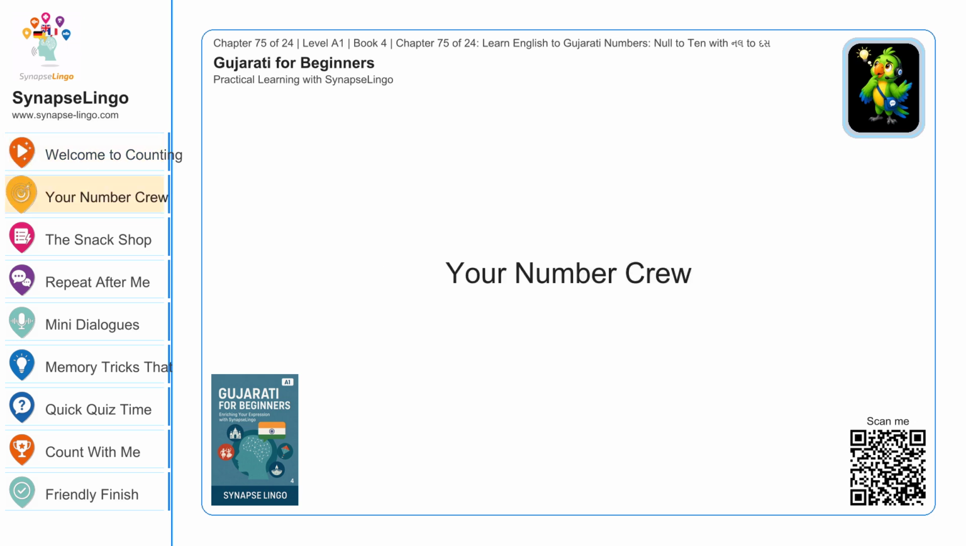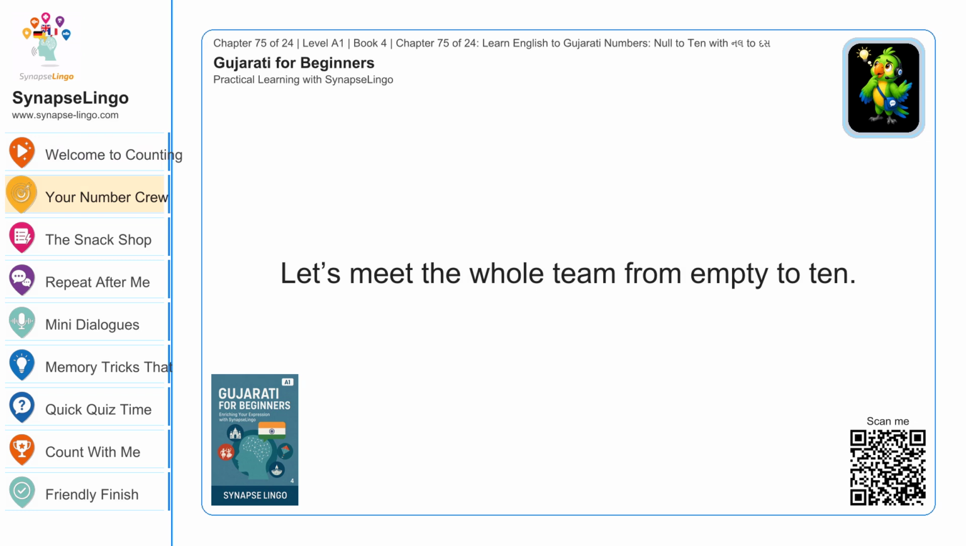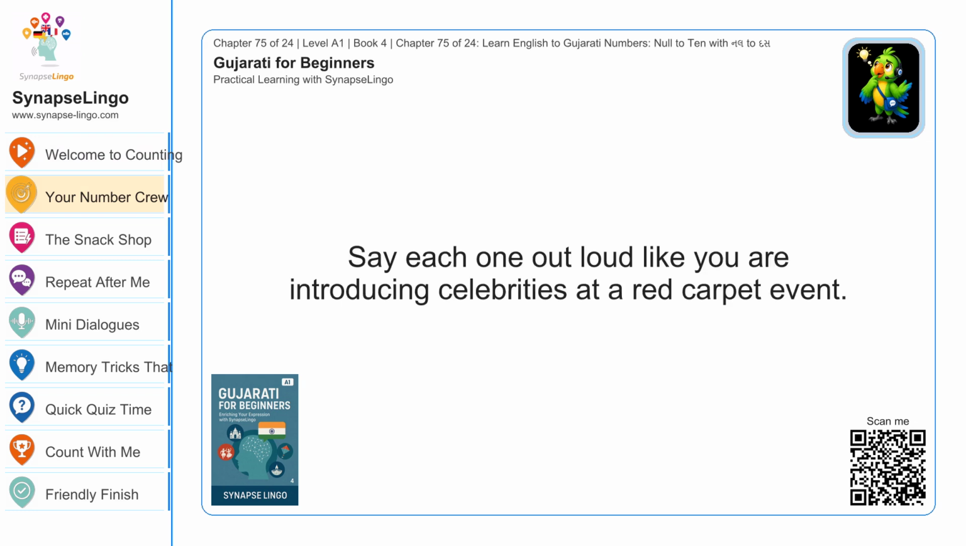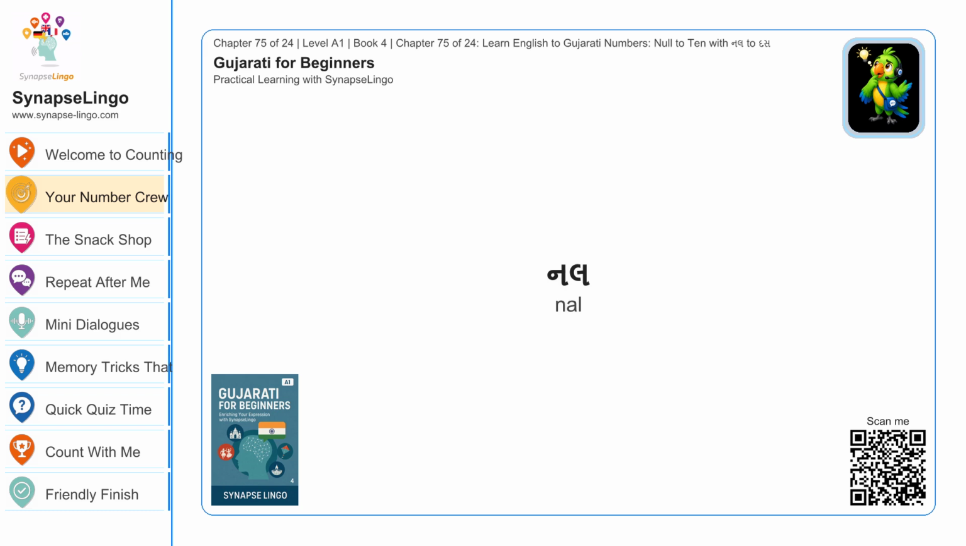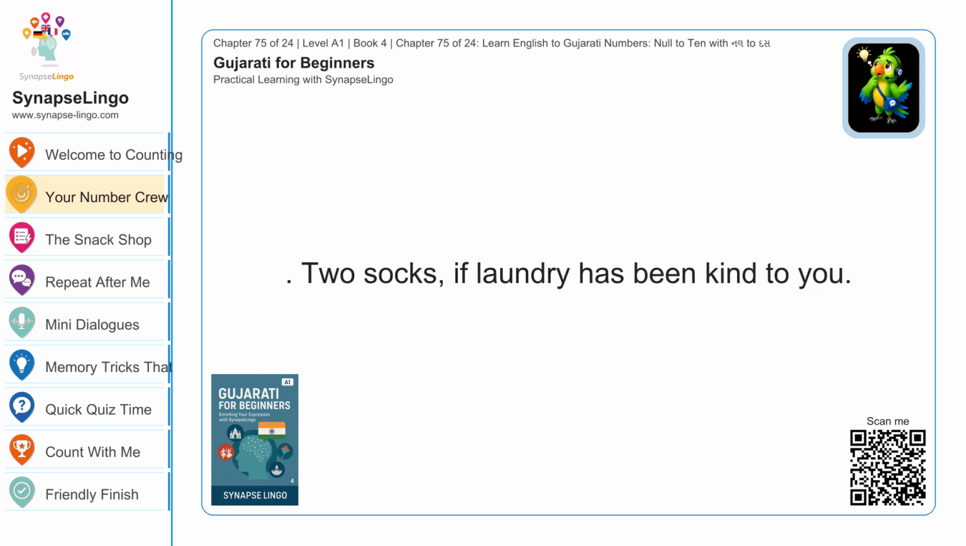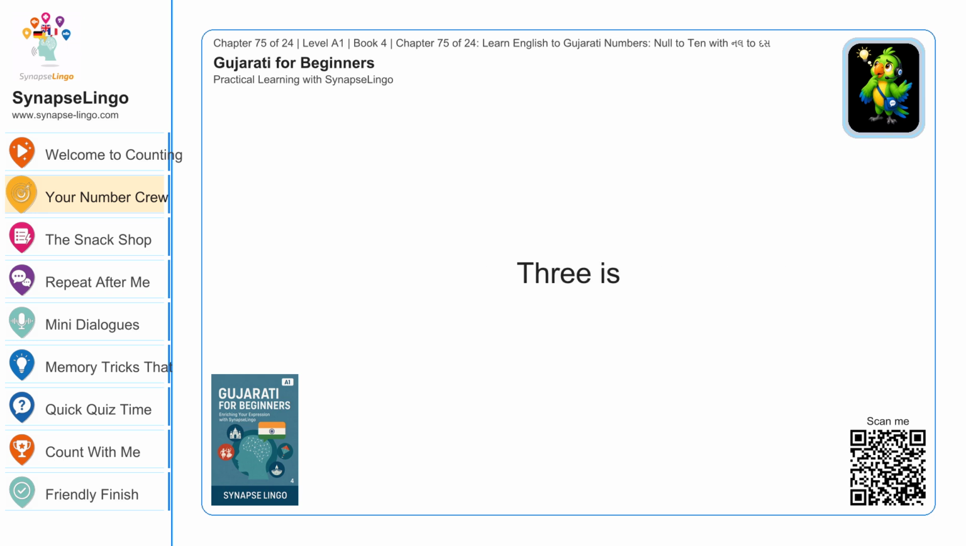Your number crew. Let's meet the whole team from empty to 10. Say each one out loud like you are introducing celebrities at a red carpet event. Null is null. In tech or data, it means no value. 1, hold up 1 finger and own it. 2, 2 socks if laundry has been kind to you. 3, 3 cookies disappear very quickly.